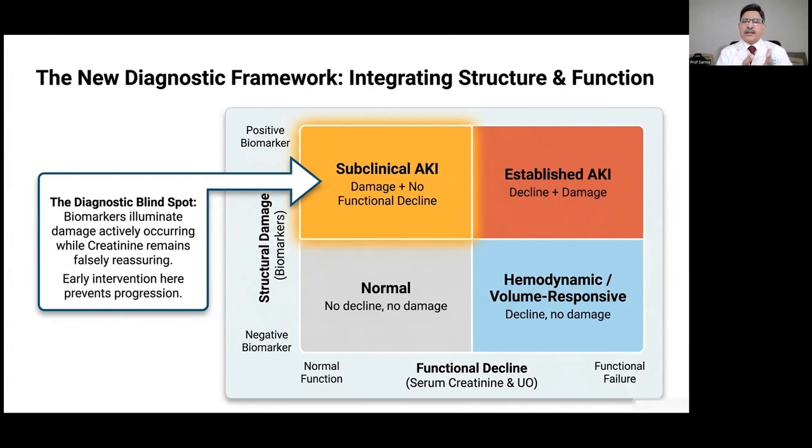Third one is there is both functional decline as well as damage. Fourth one is there is no damage, biomarkers are negative, but the fellow has got functional decline. These are the four important things. The diagnostic blind spot is the yellow one, because if you look at only creatinine and urine output, you will be missing the subclinical AKI. That should not be done.